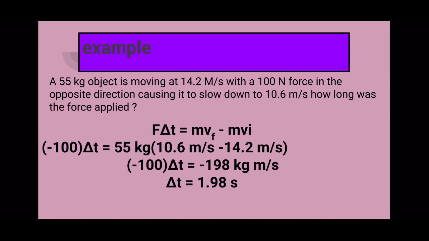So then we're left with negative 198. So then we bring over the negative 100 and we divide that by negative 198, and we're left with the time being 1.98 seconds.